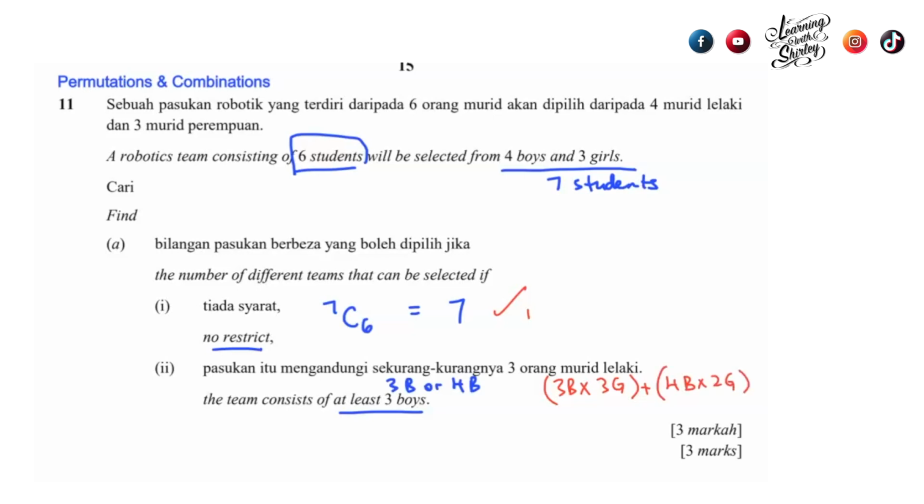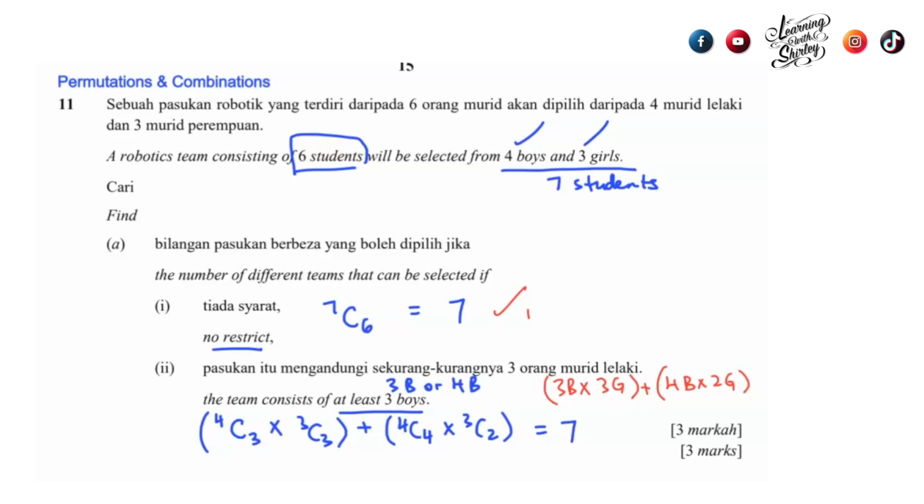So if it's 3 boys, we have 4 boys at first, so we're going to select 3 boys, so 4C3 times. For girls, we have 3 girls and we're going to select 3, so 3C3. So we have the first combo. Then plus, if it's 4 boys, it'll be 4C4 times, the remaining girls will be 2, so 3C2. So this is the second combo. And then when you use the calculator, you will get the answer 7.